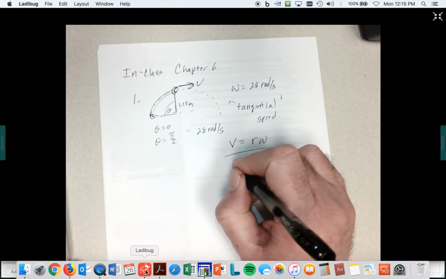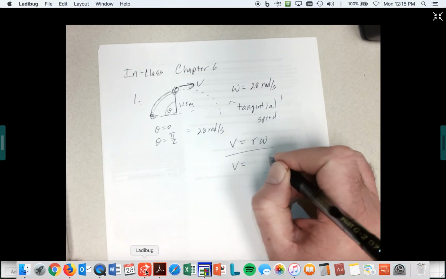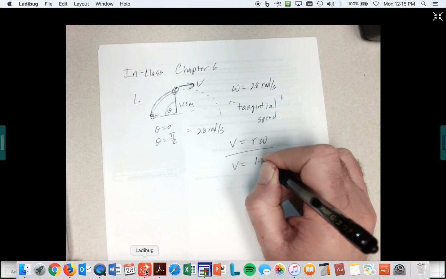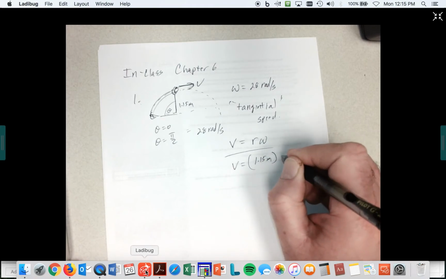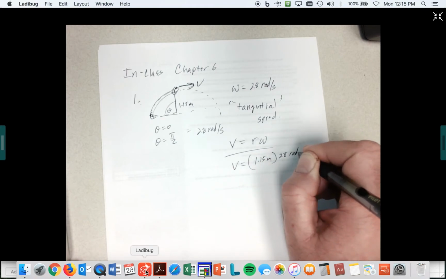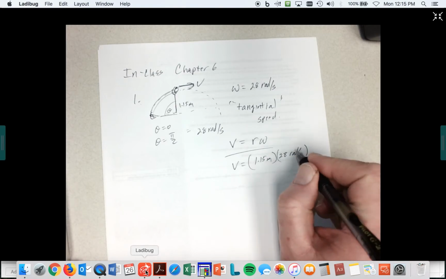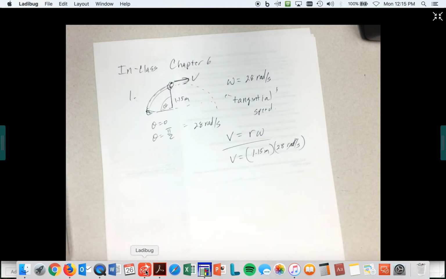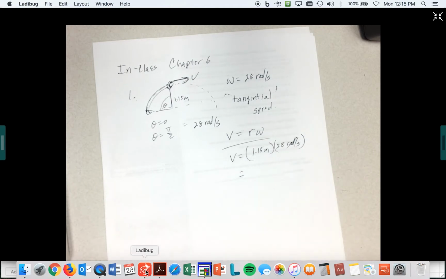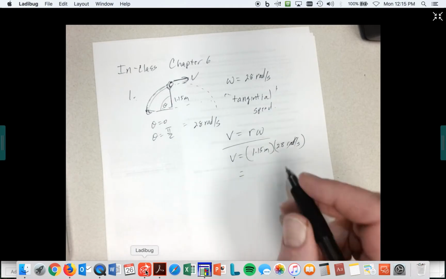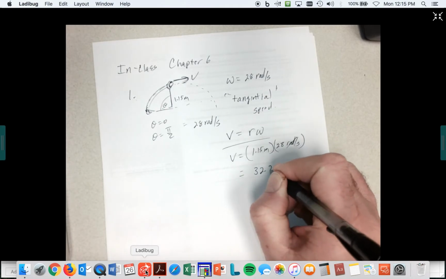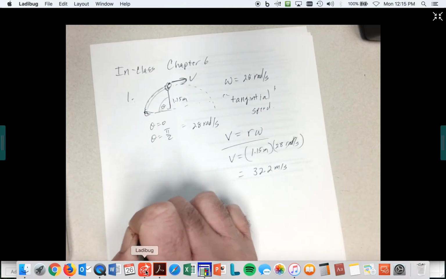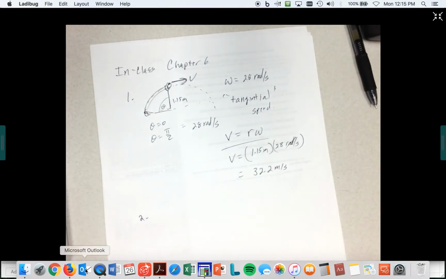So the tangential speed is 1.15 meters times 28 radians per second. Remember what I said a long time ago, that the radian is a unitless measure, so you just pop that in and you have your answer, 32.2 meters per second. I think we can squeeze one more problem in. Hopefully it's not too long.